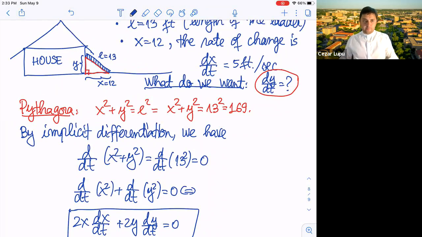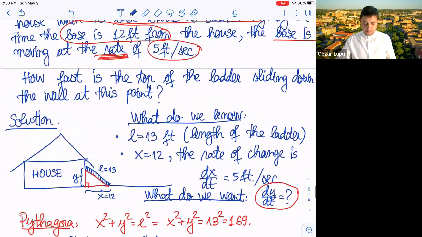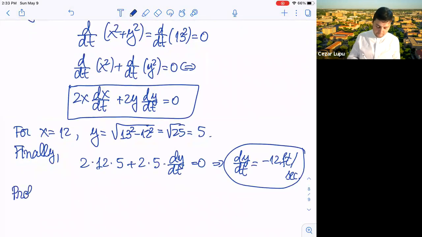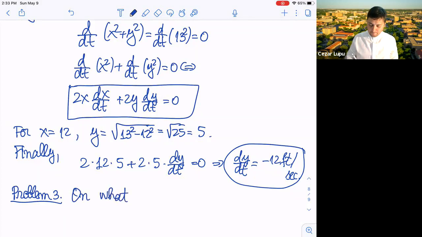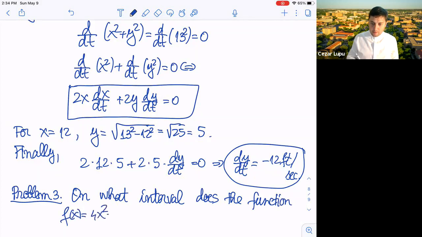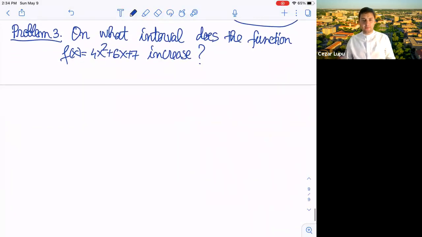All right. Now let me move towards other problems. So let's see problem three, let's say, which says the following. Okay, an easy one. The question was like this: on what interval does the function f of x, which is given by 4x squared plus 6x plus 7, increase? All right, so think about it for a couple of minutes.